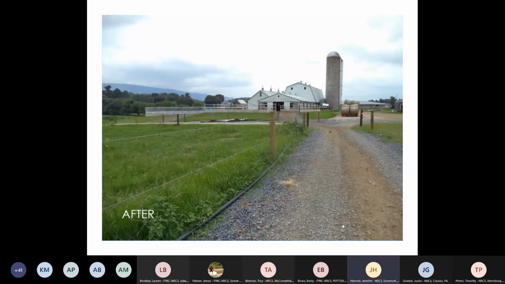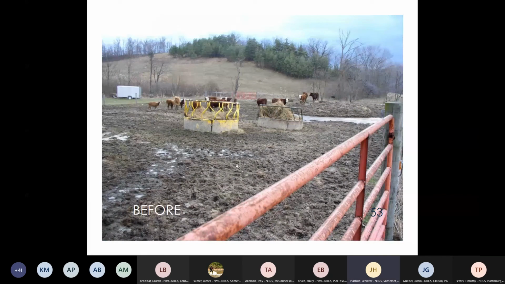Here's a nice animal trail out to pasture. So here's a typical site we would see: beef cattle feeding outside. You see some ponding water here.